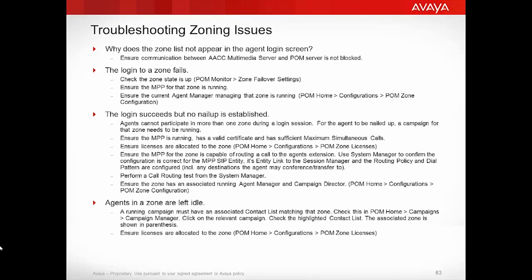You may have a scenario where agents in a zone are being left idle. So a running campaign must have an associated contact list matching the zone. It's a mapping between the contact list and the zone. Check this in POM home, campaigns, and the campaign manager. Click on the relevant campaign. Check the highlighted contact list. The associated zone is shown there in parentheses. Make sure that the licenses are allocated to the zone. Again, look at the POM zone licensing.